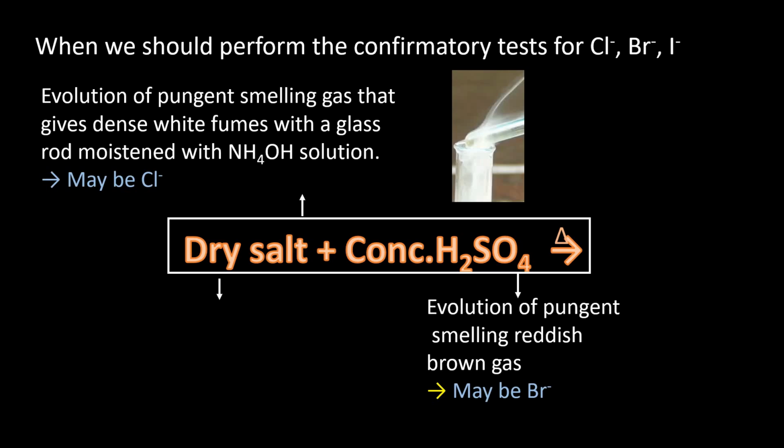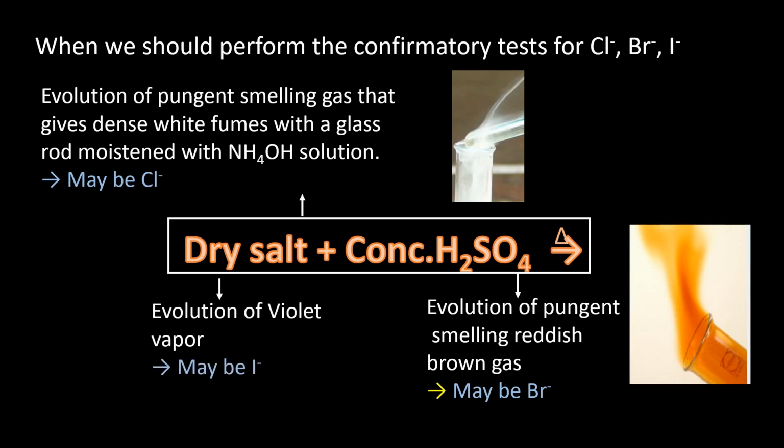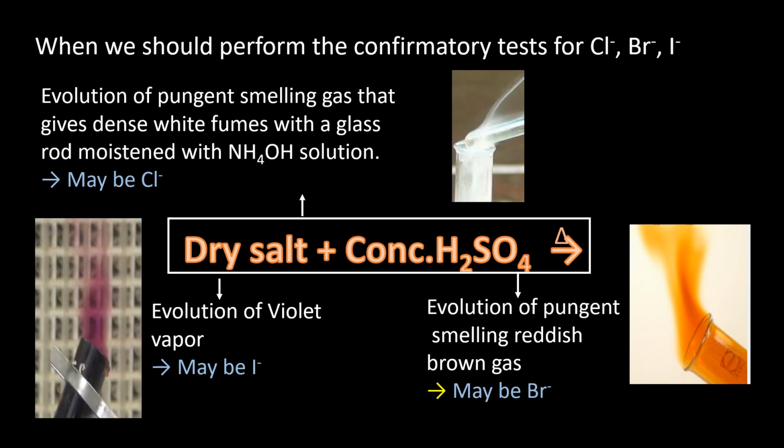Now, if you get the evolution of pungent smelling reddish brown gas and if you pass the gas in water, the color of the water will become yellow or brown, then it is bromide. That is the difference with the nitrite. Now, if you get the evolution of violet vapor like this, then it may be iodide.